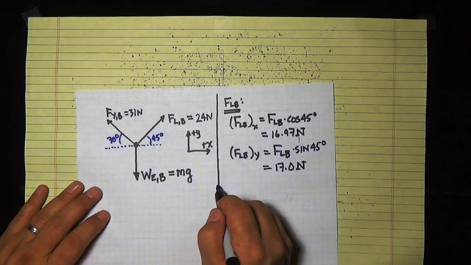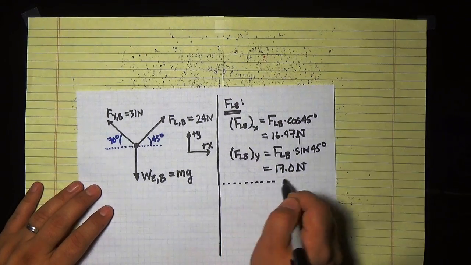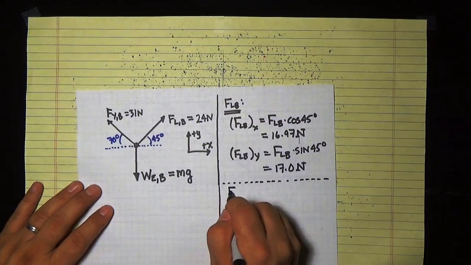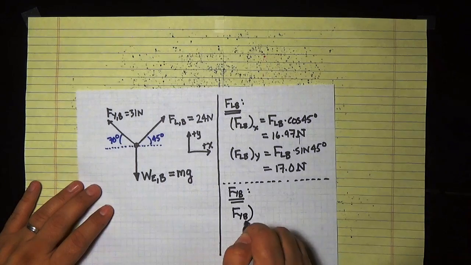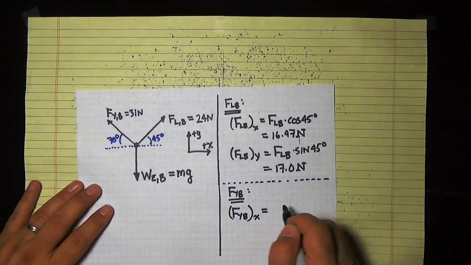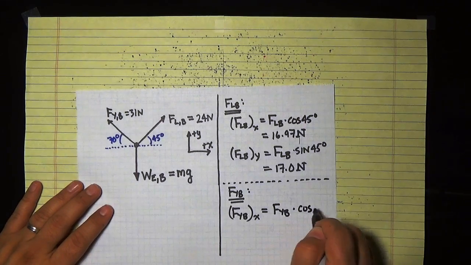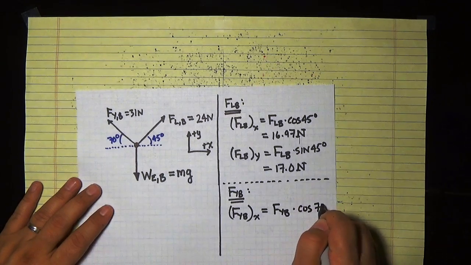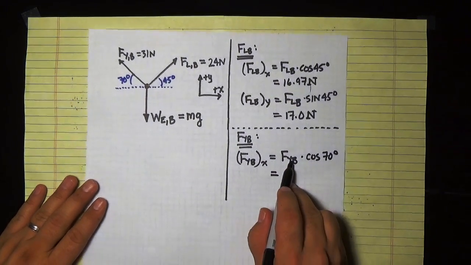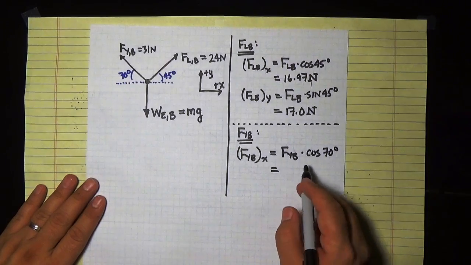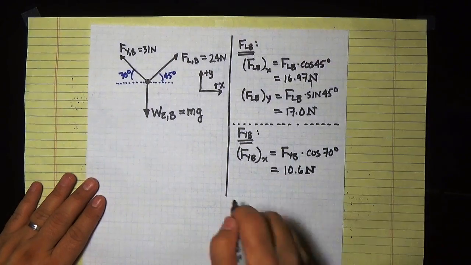Okay, so that's the force that I exert on the bucket. Let me go ahead and write out the components of the force that you exert on the bucket. The force that you exert on the bucket in the x direction is equal to the magnitude that you exert on the bucket times the cosine of 70 degrees. If I use that 31 newtons that you exert on the bucket and multiply it times the cosine of 70 degrees, I get that the x component of the force that you exert is 10.6 newtons.